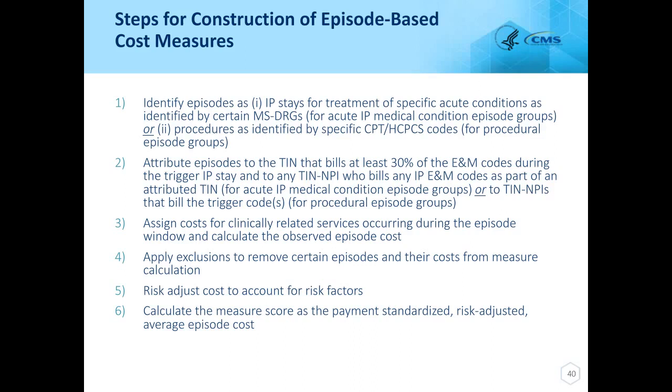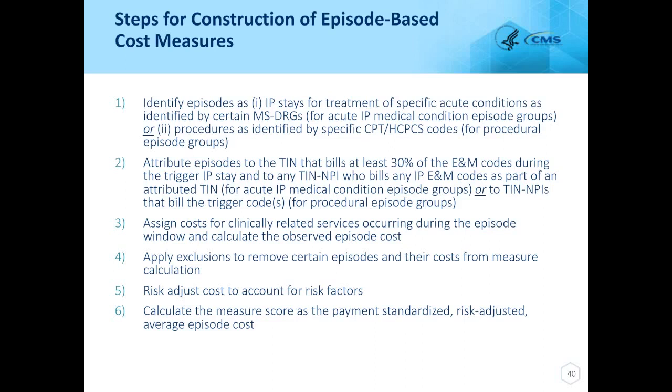So this slide outlines the steps for construction of episode-based cost measures, and there's just a couple of things I wanted to highlight on this. This includes the steps for both procedural and acute inpatient medical condition measures. There are important differences in how we trigger or open an episode and how we attribute the episodes. For acute measures, we trigger or open these episodes by looking at the inpatient stays as identified by particular MS-DRGs. Whereas for procedural measures, we open these based on specific CPT/HCPCS codes, which indicate that a procedure has been performed.